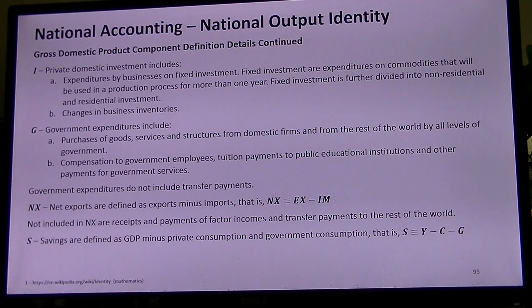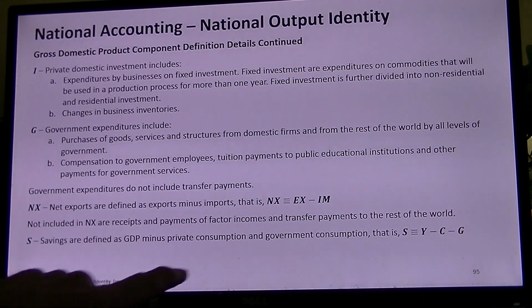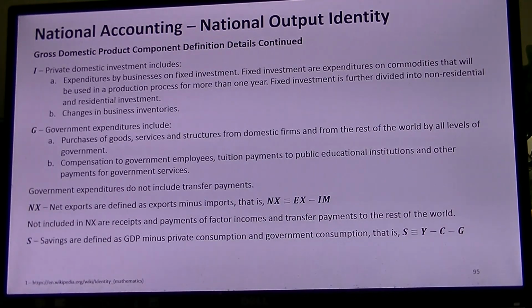Government expenditures, that's G, include purchase of goods, services, and structures from domestic firms and from the rest of the world by all levels of government, and compensation to government employees is also considered a government expenditure, but not transfer payments. As we noted, NX or net exports is exports minus imports, and note that that is an identity. So if exports change, then net exports change. If net exports go up or down, then either or both exports or imports must change.